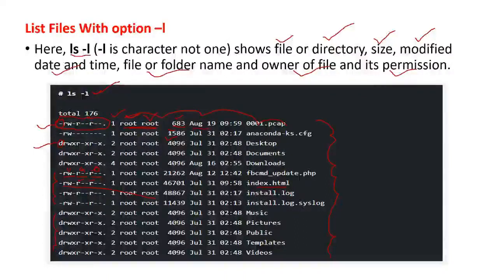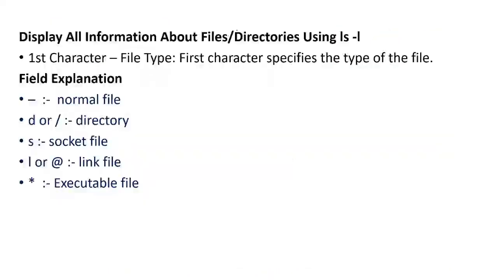And next is the date and time when the file was last modified, it will show here. And the last column is the file name or the directory name. So let us see this. Display all information about files or directories using ls -l.